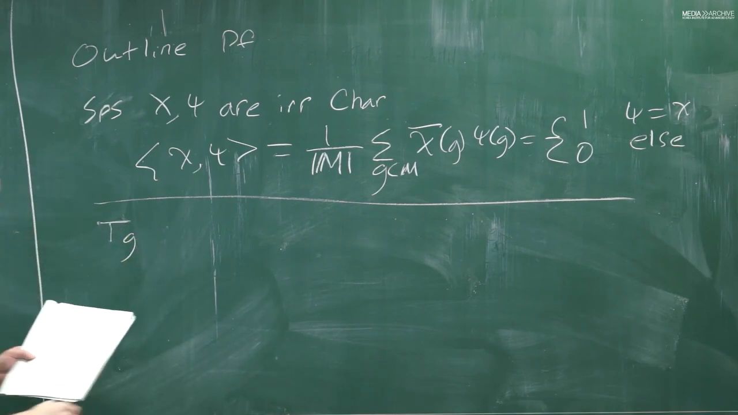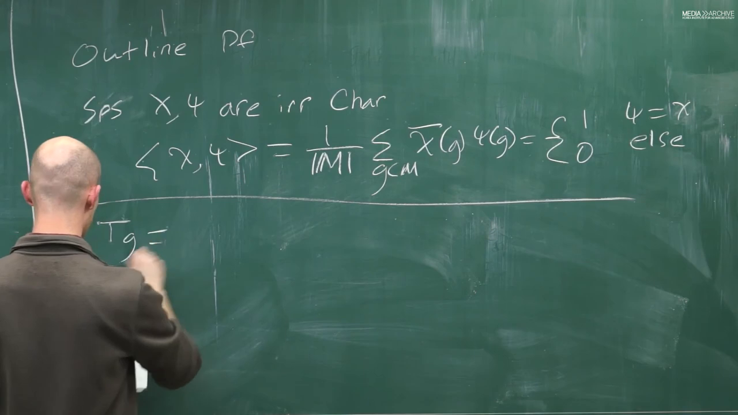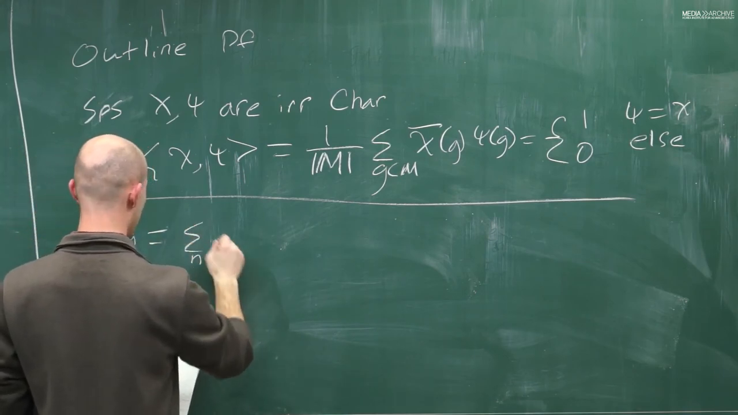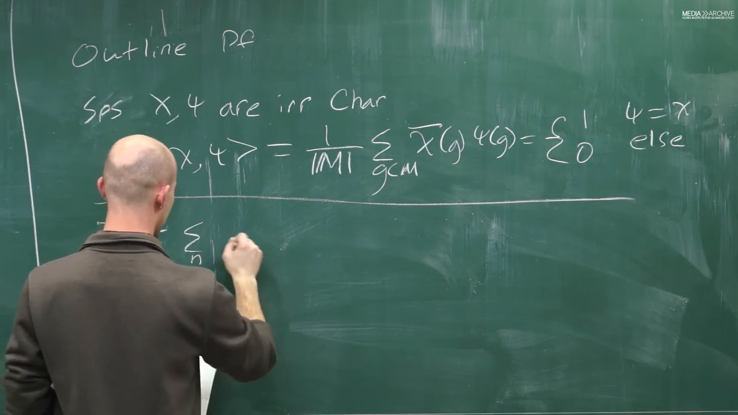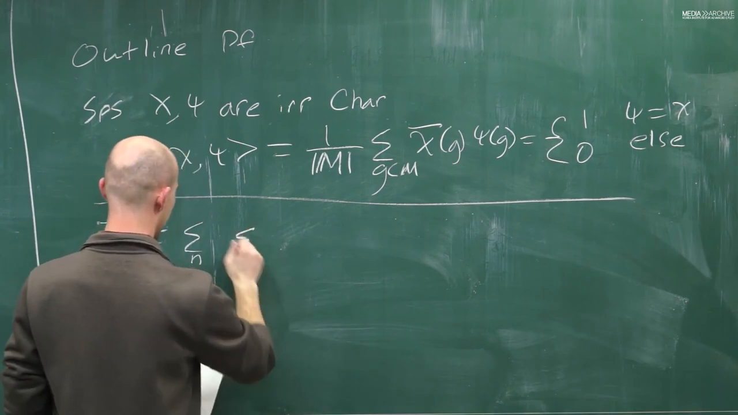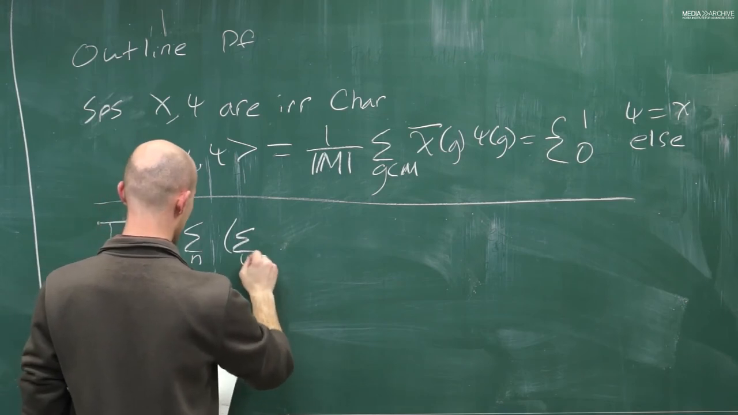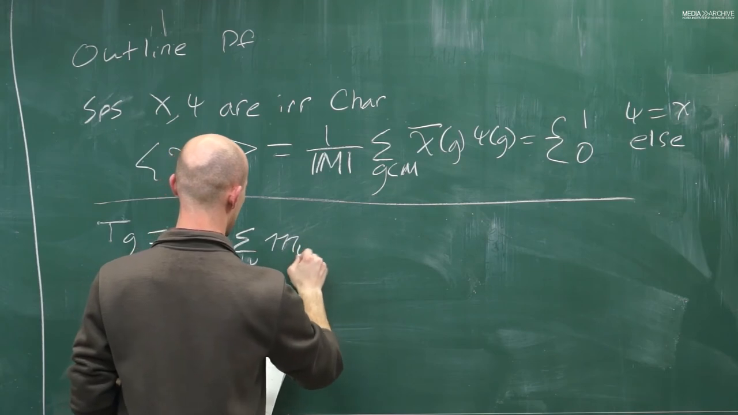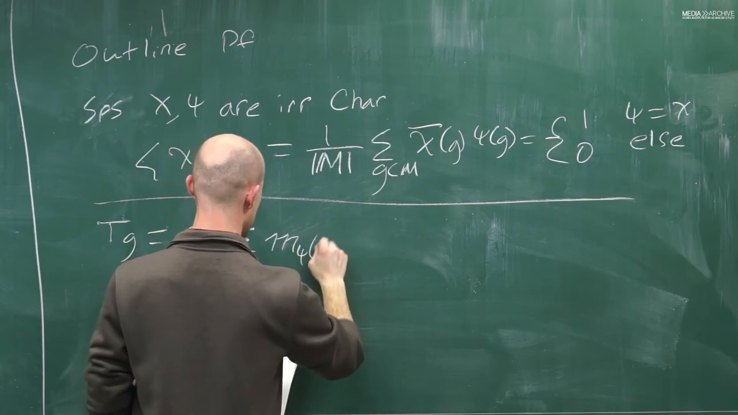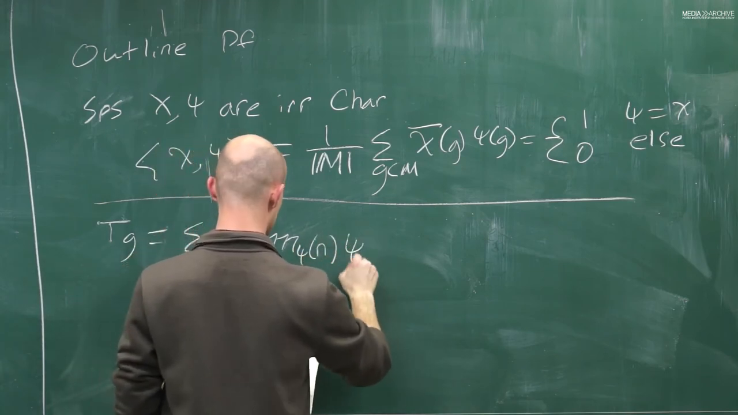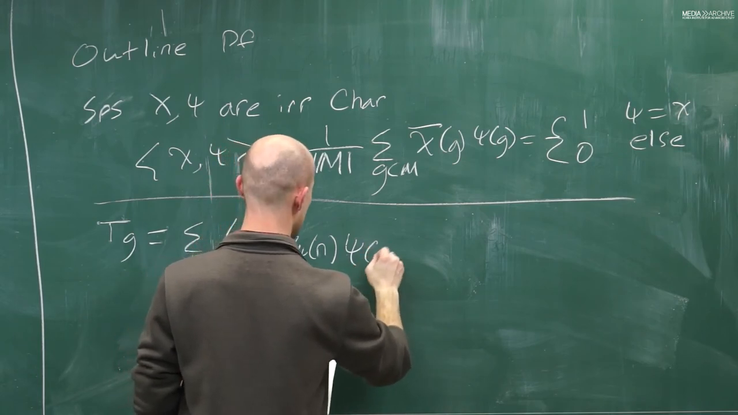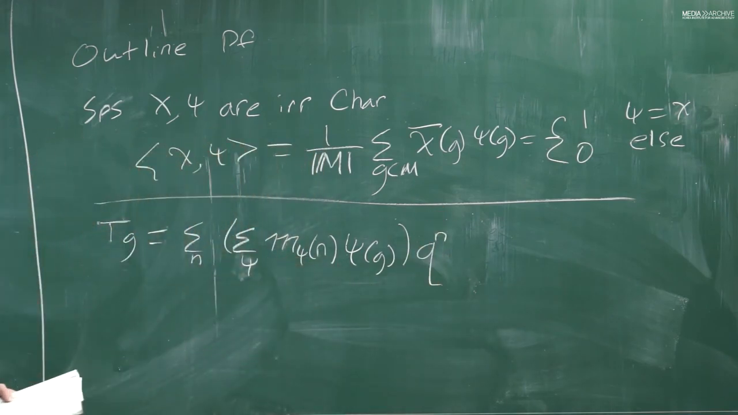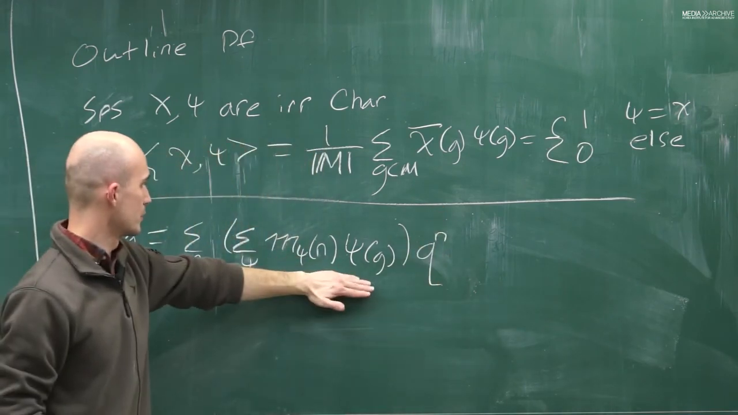Monstrous moonshine tells us that the McKay-Thompson series T_g are equal to a sum over n of a summation over the characters, with the multiplicity, times psi of g, times q to the n. So this is what monstrous moonshine tells us.